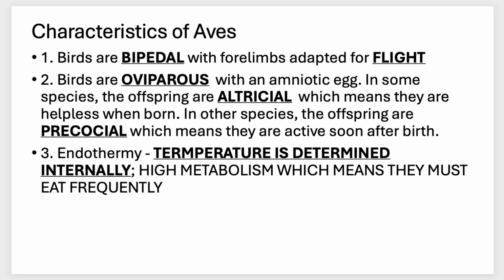Birds are bipedal with 4 limbs that have been adapted for flight. They are oviparous with an amniotic egg. In some species, the offspring are altricial, which means they are helpless when they are born. And in others, the offspring will be precocial, and that means as soon as they're born, basically, they're ready to go. So we'll see both with birds.